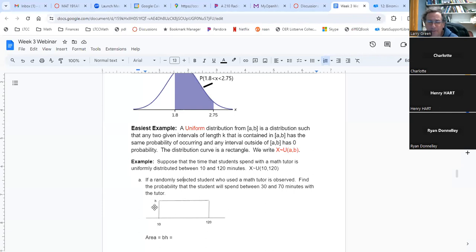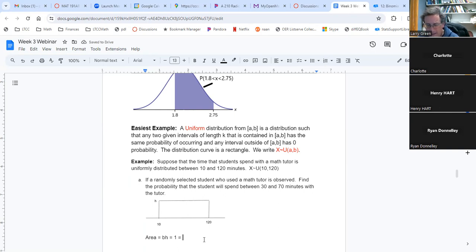Okay, so we're going to use something really important to find this height. What's the probability that a randomly selected student will spend between 10 and 120 minutes with the tutor? The hint is it's really easy. Yeah, it's 1, because you can't spend less than 10, you can't spend more than 120, so there's a 100% chance of spending between the lowest and the highest. So I could say that the area of this whole rectangle is the base times the height, and that's equal to 1.